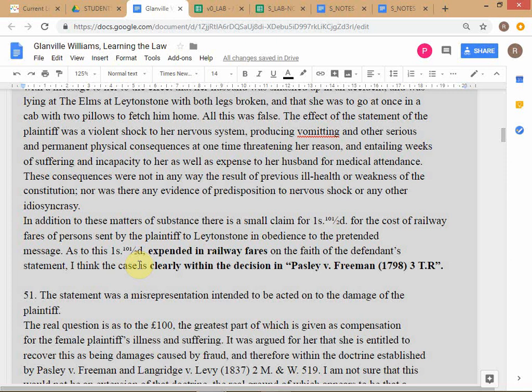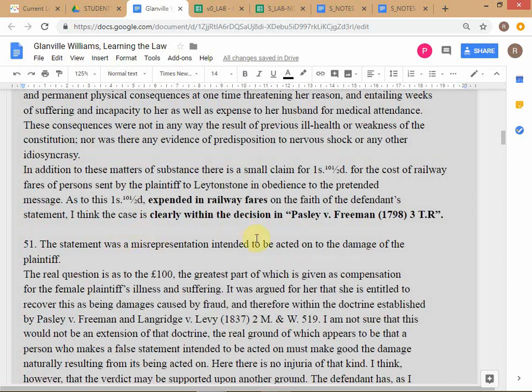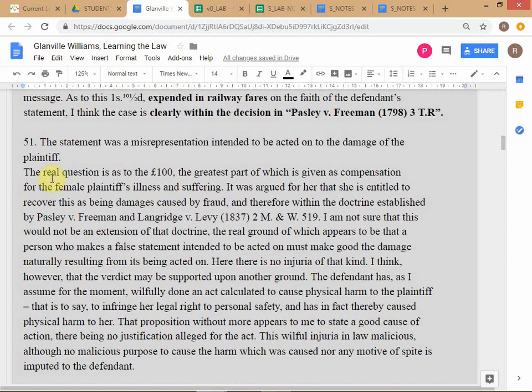And you can see here one of the other advantages of the doctrine of stare decisis is that it helps judges to reach decisions more quickly. You don't have to reinvent the wheel, because there's already a previous decision on similar points. So he uses this precedent of Pasley versus Freeman. What he means is that clearly within the decision of Pasley versus Freeman, this matter of the railway fares is covered by the logic of that decision. So I don't need to reinvent the wheel and go through the decision again. And so this first part is just an application of stare decisis to decide some of the issues in the case.